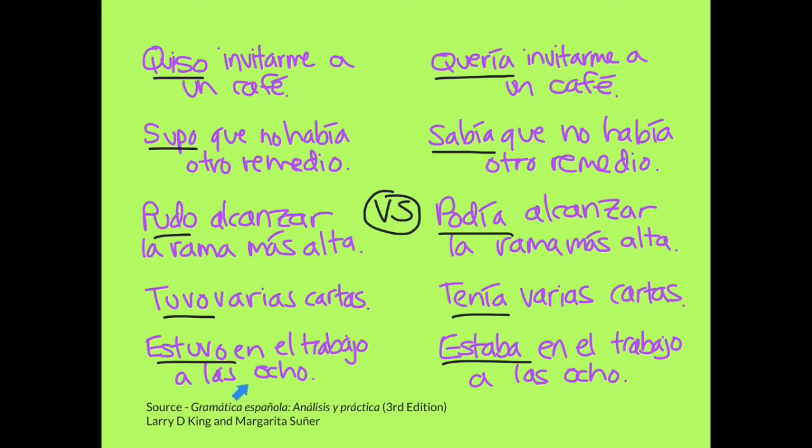Estuvo en el trabajo a las 8 versus estaba en el trabajo a las 8. So this is like saying he or she arrived at work at 8 versus he or she just was at work at 8. So you can see with these examples especially, the subtle differences that using the preterite of these verbs does to these sentences. So just keep that in mind. When you see these verbs, you need to recognize, oh, the meanings are not what I'm used to. They've changed slightly because now they're actions versus states.